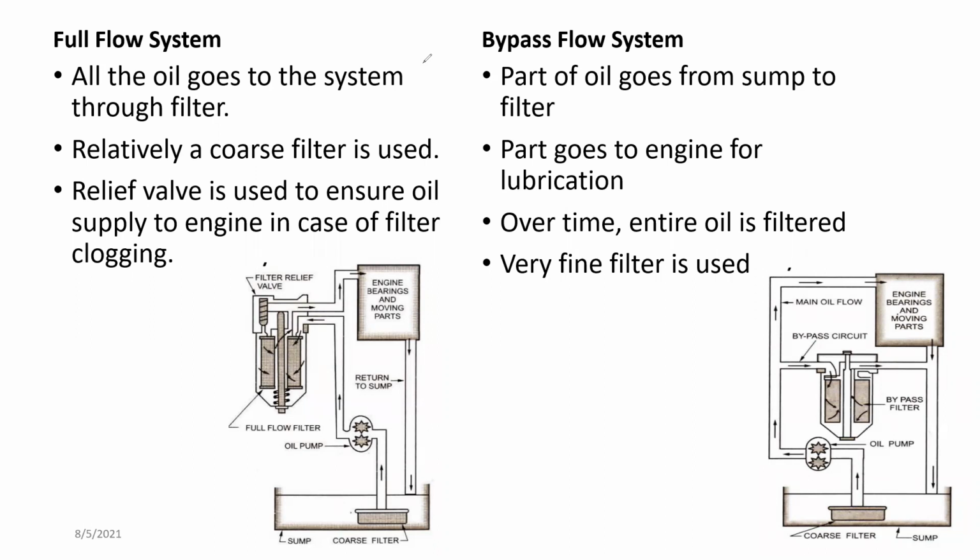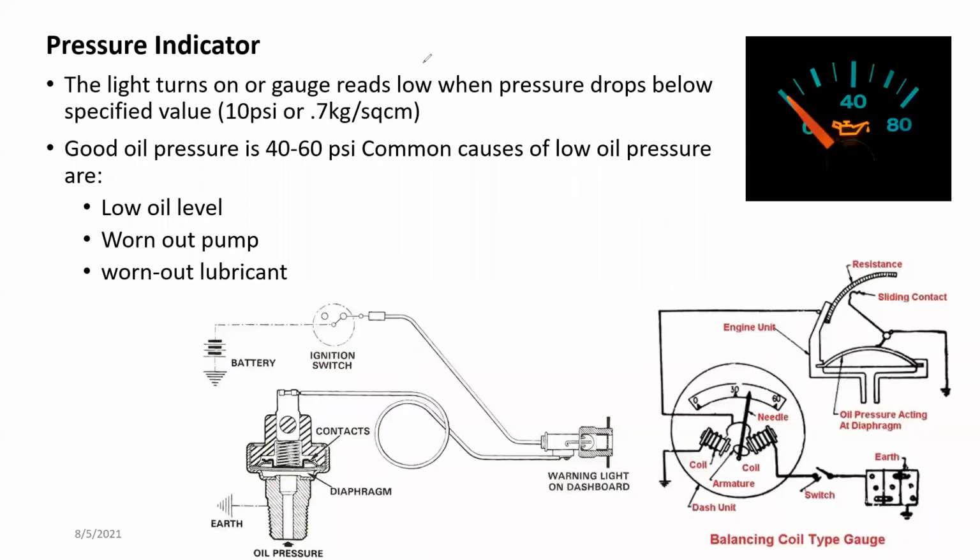In terms of the filter, both filters are not the same. In the full flow system, the filter is coarser, so the holes in the filter mesh itself are somewhat bigger than the ones used in the bypass lubricant system. Both systems are being used in different vehicles. So next we go to the pressure indicator.